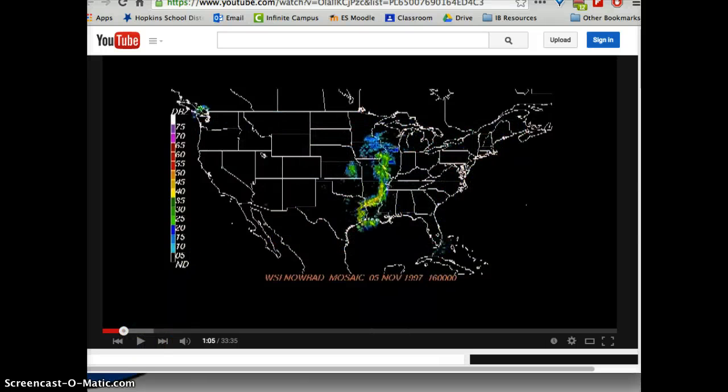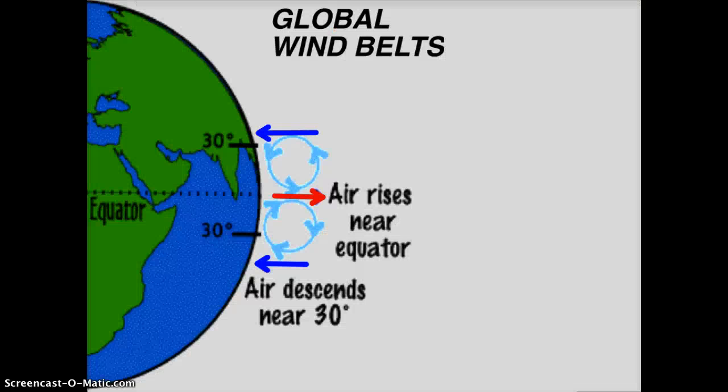Alright, the next part of your sheet, you took some notes on types of winds, and I'm really going to focus on the westerlies, the jet stream, and the local winds. So look at your notes on the westerlies. And the first thing to understand is that our planet has global wind belts. And this is simply because our planet is unevenly heated.